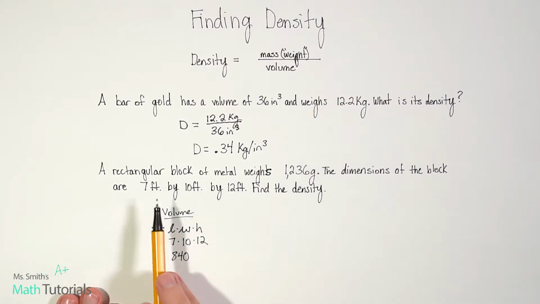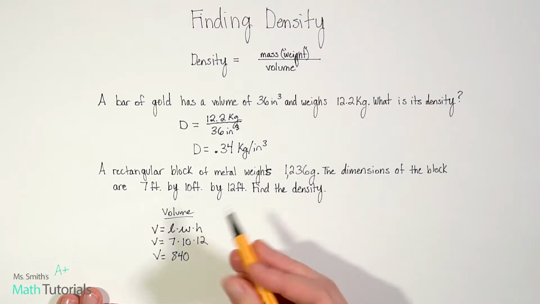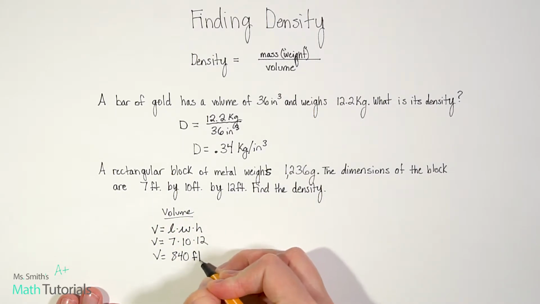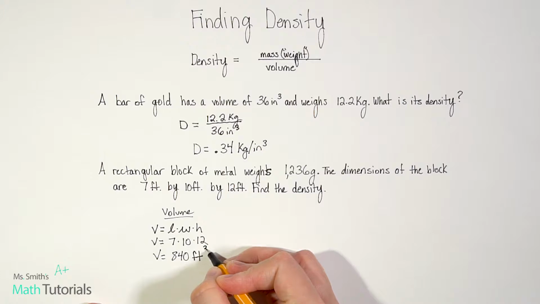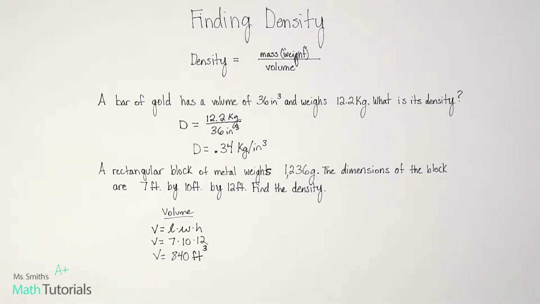Now, as I mentioned in my finding volume video, it's really important that we make sure we do our units correctly. So in this case, our volume units are feet, right? So we'd say 840 feet, but because we're finding volume of a 3D object, it's feet cubed. So for 2D objects, when we're just finding area, we just call that feet squared, right? But in this case, because it's a 3D object, a rectangular block, we call it feet cubed. So it's an important distinction to make.